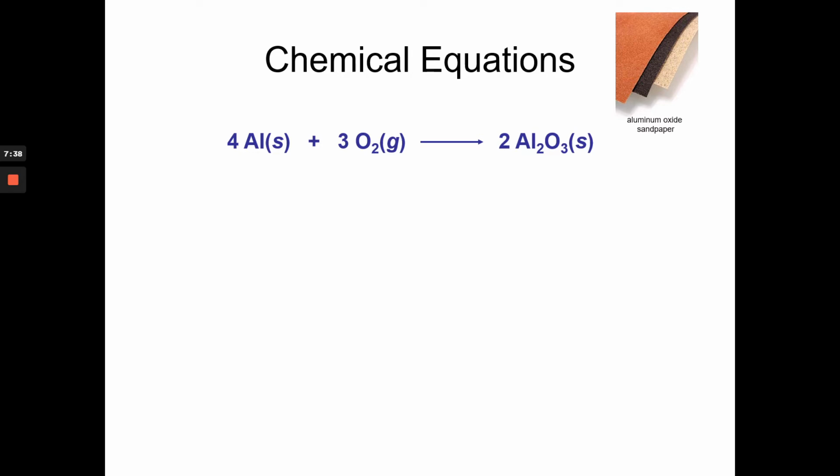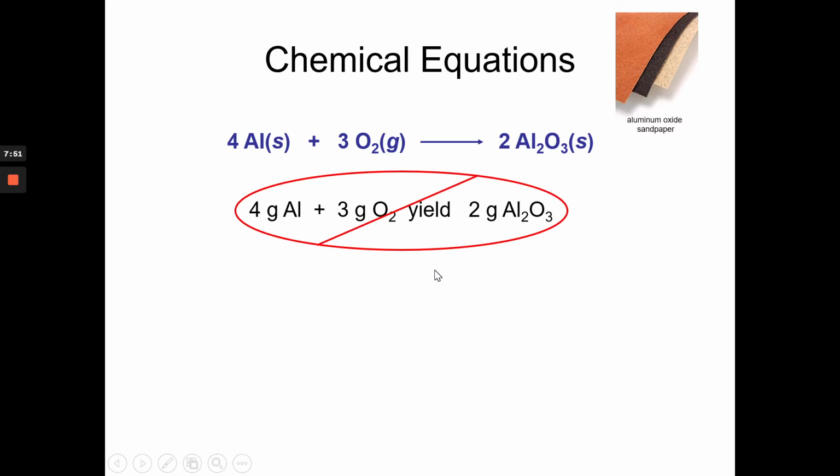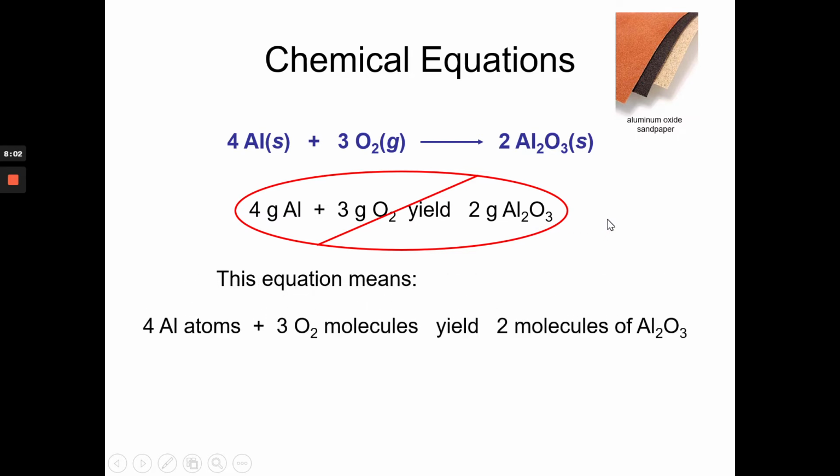All right. So if we were to interpret this as saying 4 grams of aluminum plus 3 grams of oxygen yield or produce 2 grams of aluminum oxide, that is simply incorrect. That would violate the law of conservation of mass. There's no way that 7 grams can just disappear into 2 grams. So instead, what that does mean is it could be 4 aluminum atoms plus 3 oxygen molecules will produce 2 molecules of aluminum oxide. That is a correct interpretation in the simplest terms.